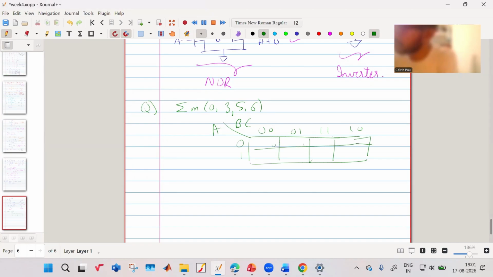0, 1, 2, 3, 4, 5, 6, 7. So what they're saying, you have it for 0, 3, 5, and 6. Can you do any grouping in this one? No. Can you group any of these terms in the K-map? No.